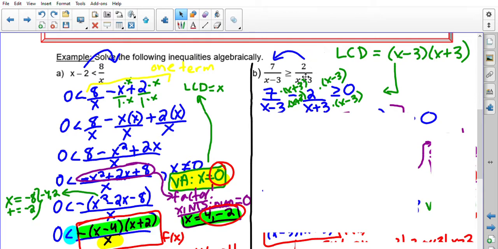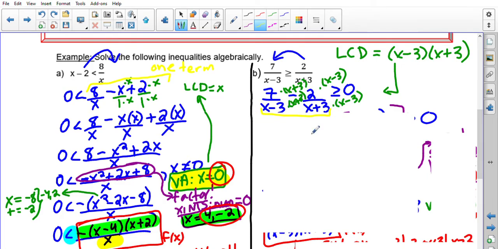All right, so when we bring it to the left side, it's going to be 7 over x minus 3 minus 2 over x plus 3 is greater than or equal to 0. So remember, the next thing you want to do is rewrite everything as one term. Okay, so I want to write this as one term.